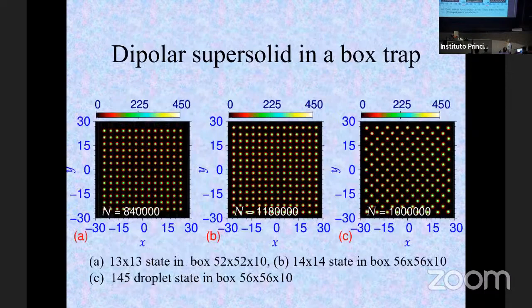So I give some results for the box trap. There is a box trap at the boundary, and I form these droplets. But you will ask, did I put this as the initial state? No. I put such a thing as the initial state, but it rearranged in this fashion. And these states are probably due to the separation of the box trap. We take the wave function zero at the boundary of the box. The box size is given in each case. So it is very robust because it changed from this setting to this. I never thought about this setting.